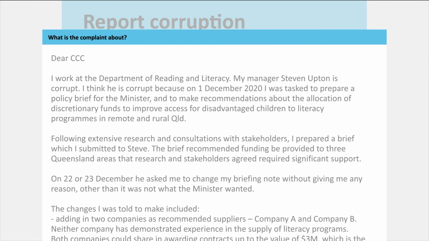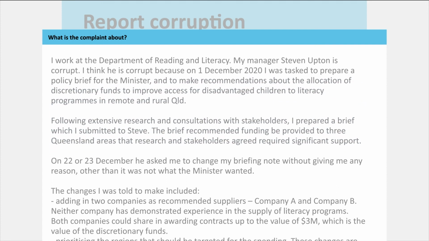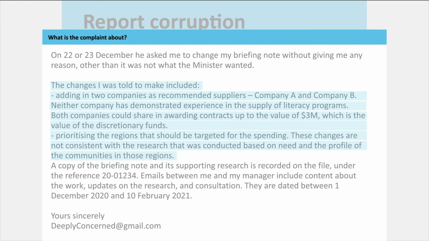Now, the improved complaint provides information about the dates when the briefing note was prepared and changed, and the name of the manager involved. The improved complaint describes in more detail what the briefing note was about and why the complainant believes the changes requested may have been for an improper purpose, and the location of potential evidence.